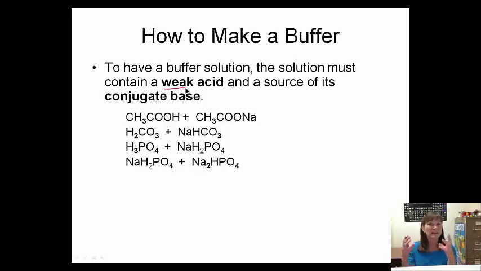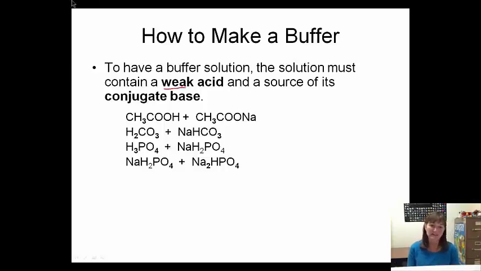So in nature, you can't just go buy a bottle of an anion. Nature produces compounds that are neutral. The amount of positive charge equals the negative charge. So you're going to go into your stock room, your chemical room, you're going to get a weak acid, and then you're going to try to find a solution that contains the anion, the conjugate base of that acid. So we need a weak acid and then a source of its conjugate base.